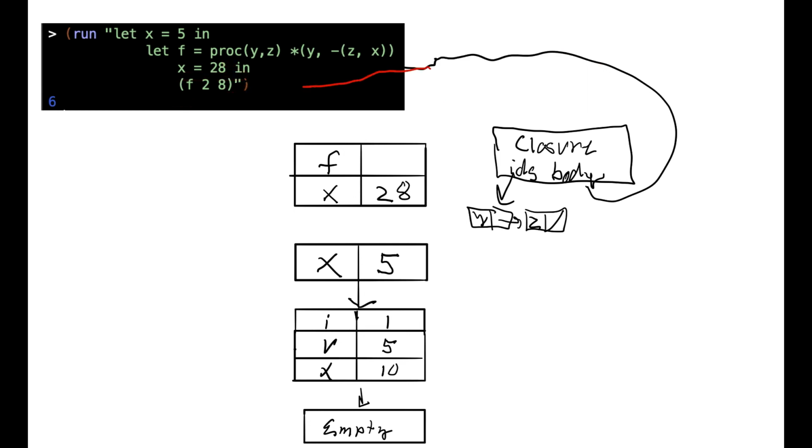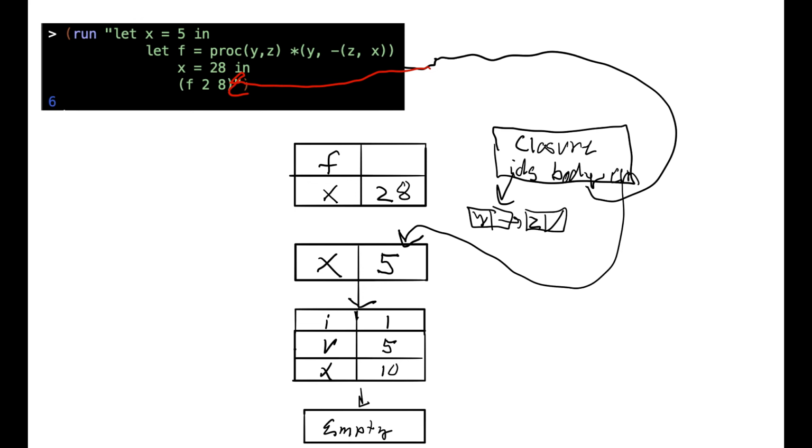And let me use a different color so you can see the body is going to be that expression. Finally, it's going to have an environment, and the environment is the environment that currently exists. We haven't created that yet, so that's not going to be in our environment. So the environment will be this part right here. So that's our closure getting created.